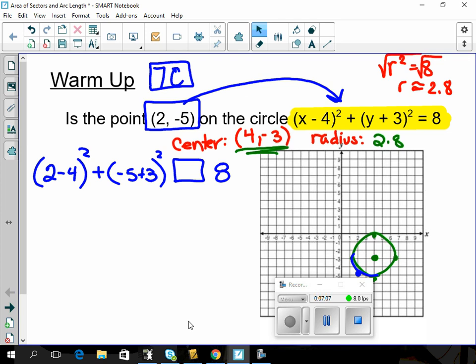Negative 2 minus 4 squared. Well, parentheses, of course. There's no negative. It's just 2 minus 4, right? 2 minus 4. Okay. So you're plugging all of this into the calculator, the left-hand side, right?